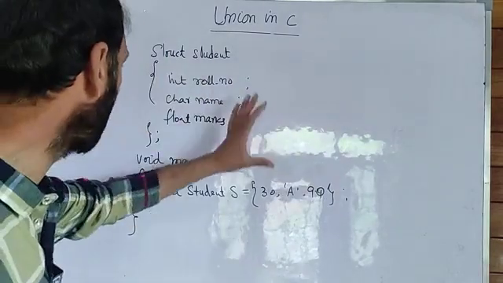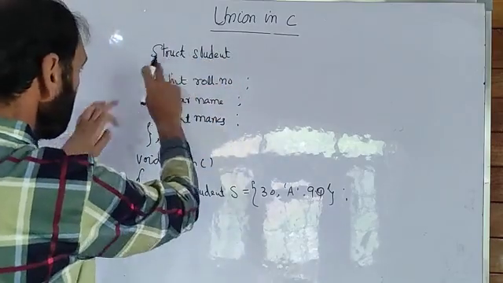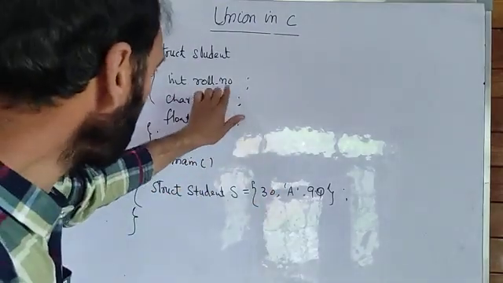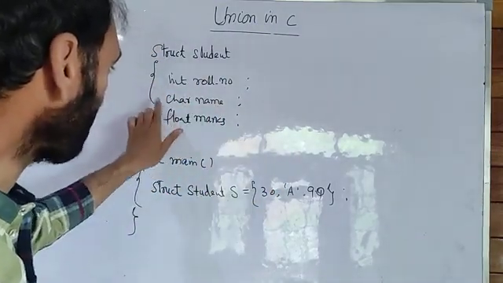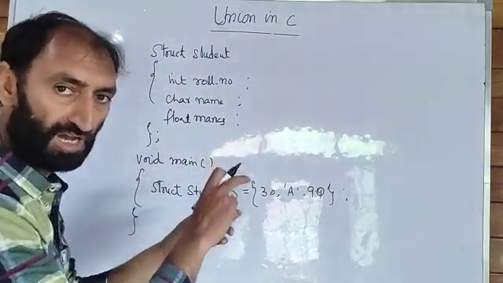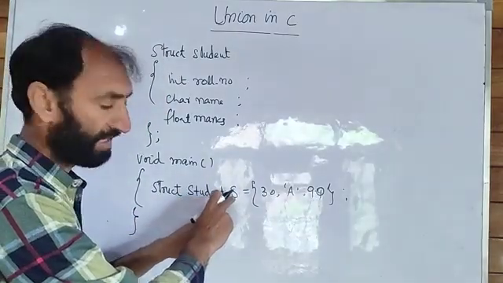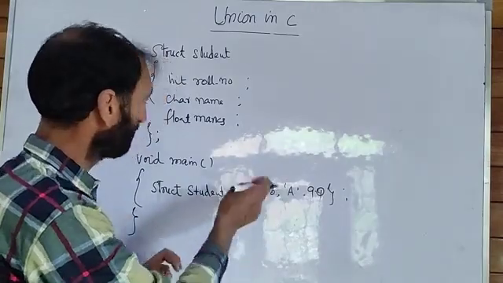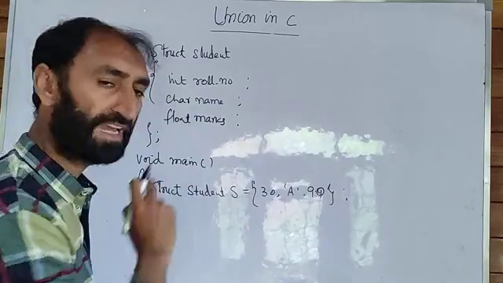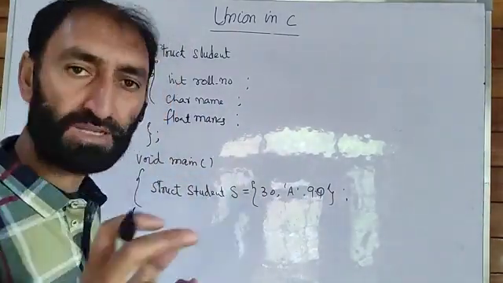Here I have defined and declared a structure by the name student. Student is the name of the structure which contains three members: roll number of type integer, name of type character, and marks of type float. And here I have declared a structure variable s, and also initialized it with roll number 30, name A, and marks 9.0, which we have discussed very thoroughly in the previous video.